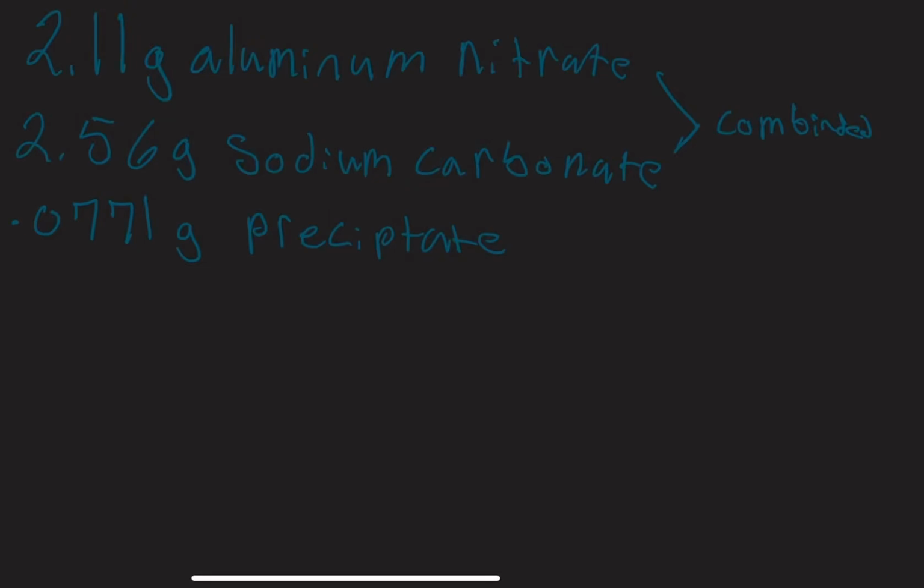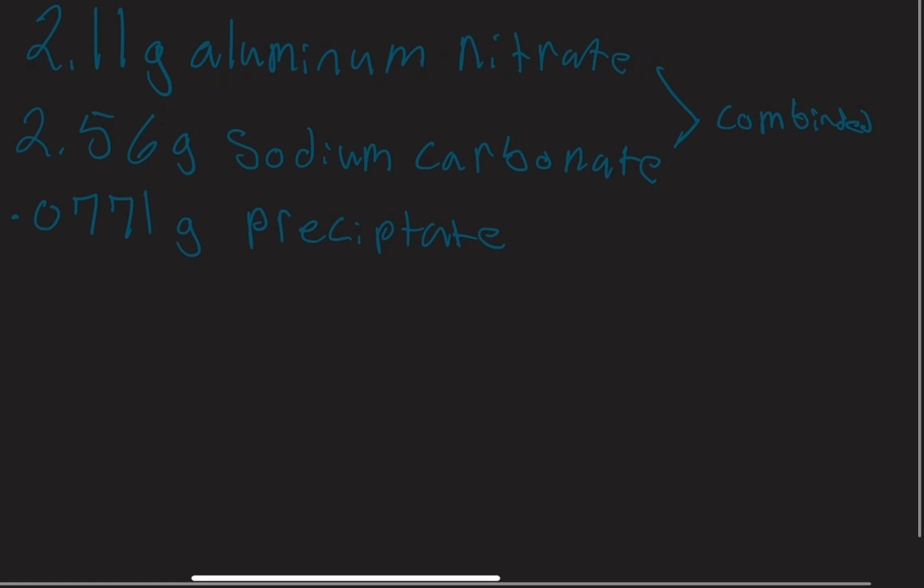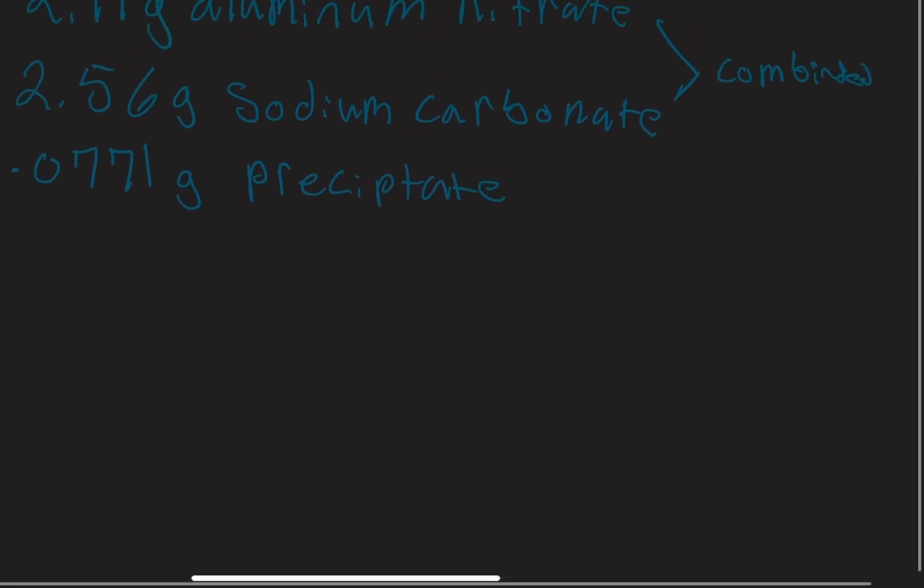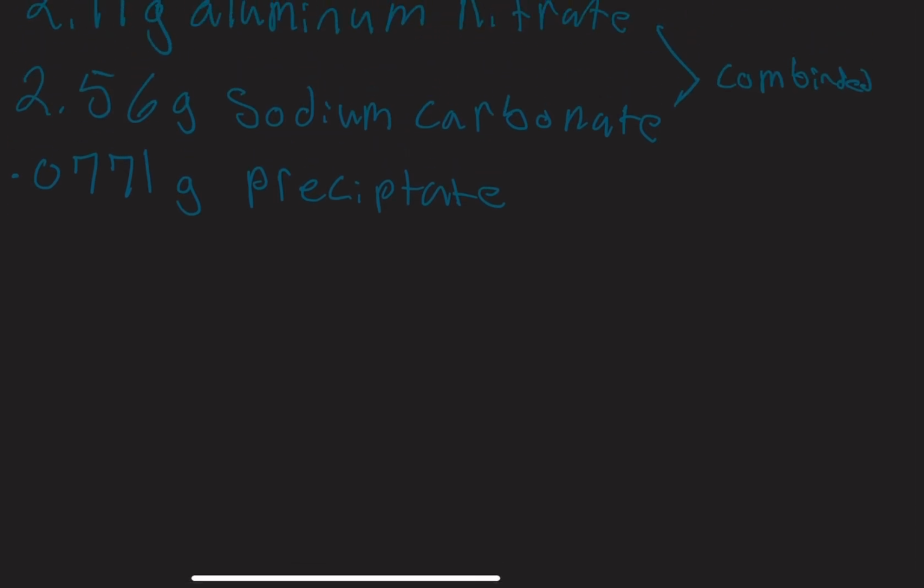Okay, so I went ahead and wrote out all the important information for this problem. The 2.11 grams of aluminum nitrate combined with the 2.56 grams of sodium carbonate, which produced 0.0771 grams of precipitate.